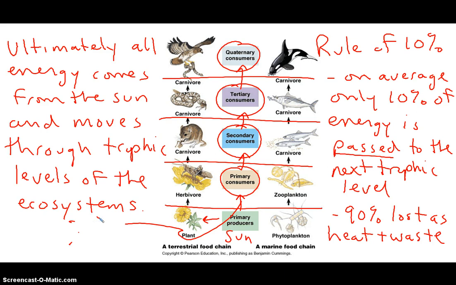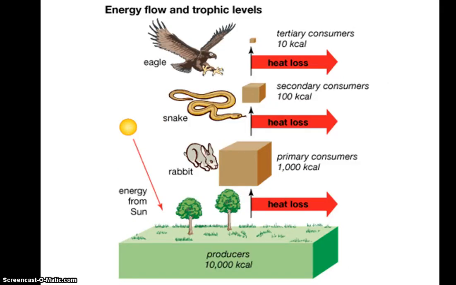Now, as we go through, there's the rule of 10%. What this says is that, on average, only 10% of energy is passed to the next trophic level. That means that 90% is lost as heat and waste. So only 10% of the body mass of this grasshopper will be available to the mouse that eats it, and therefore only 10% to the snake and only 10% to the hawk going up. So you can see very quickly the amount of energy in the ecosystem goes down because of the inefficiencies. If you remember our laws of thermodynamics, we're losing energy as heat as we go up through here. So here's a case with the numbers.